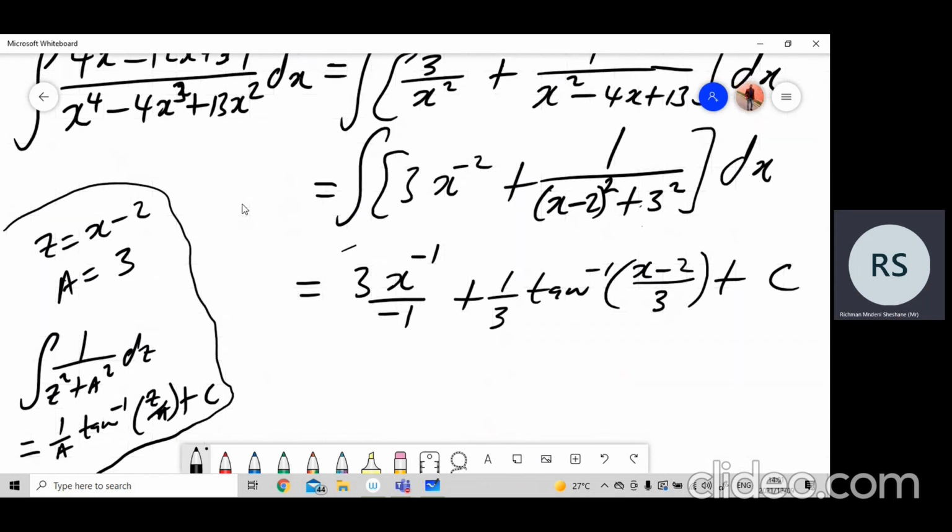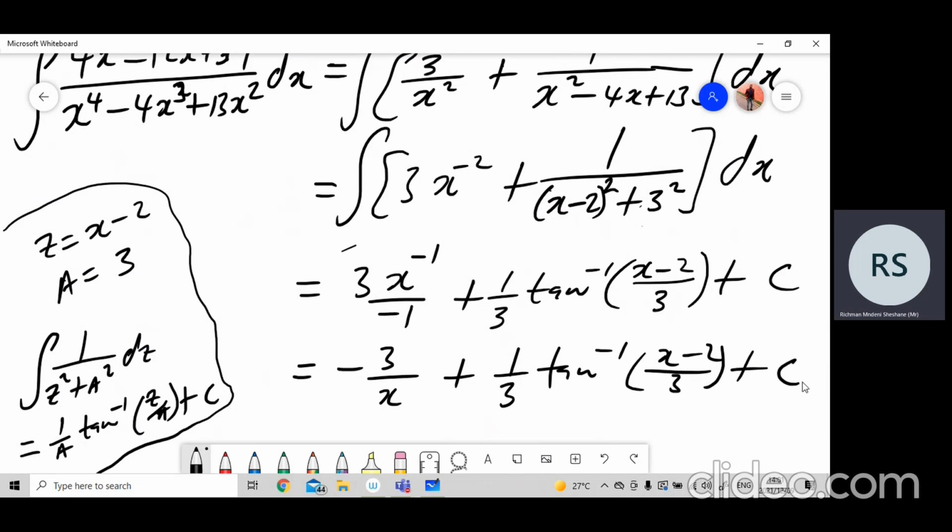So it's up to you if you want to continue here and just say minus 3 over x plus 1 over 3 tan inverse of x minus 2 over 3 plus c. Okay, that's the end.